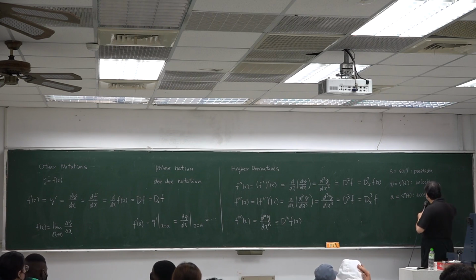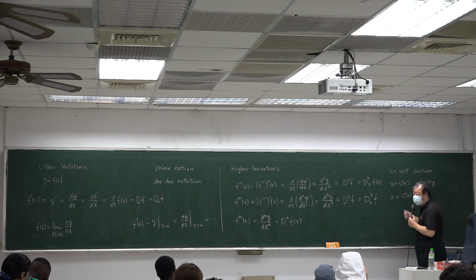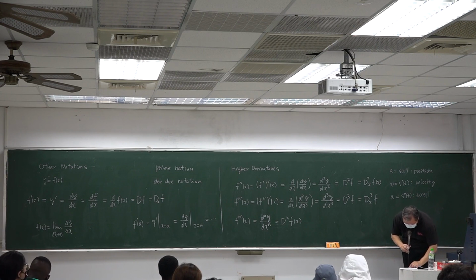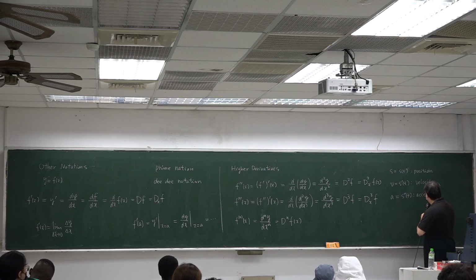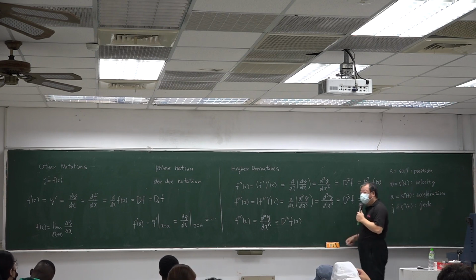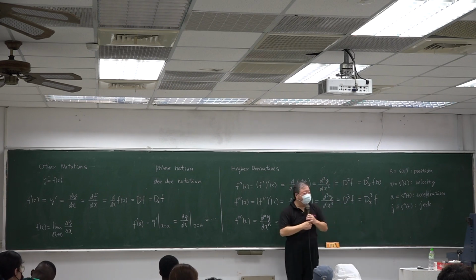Acceleration. How to spell acceleration? And J means jerk of this particle, moving particle. Okay.